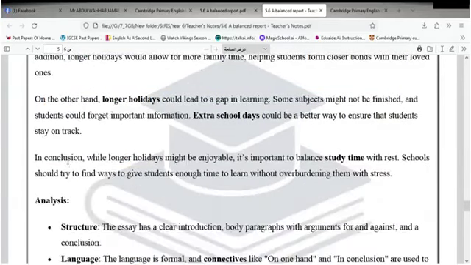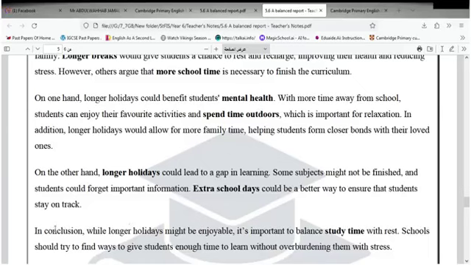Let's go to the conclusion and try to put what? A suggestion. In conclusion, while longer holidays might be enjoyable, it is important to balance study time with rest. That's a suggestion. Make balance. Schools should try to find ways to give students enough time to learn without overburdening them with stress. So make the homework less, or make the school hours less, or make the activities more in order to reduce the stress. That's the in conclusion.